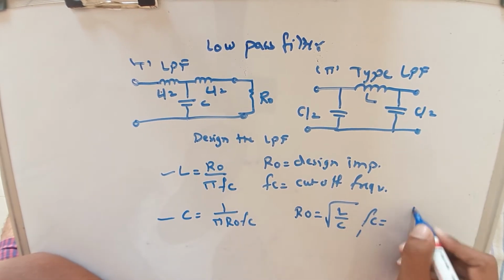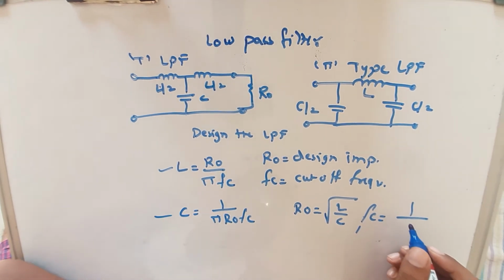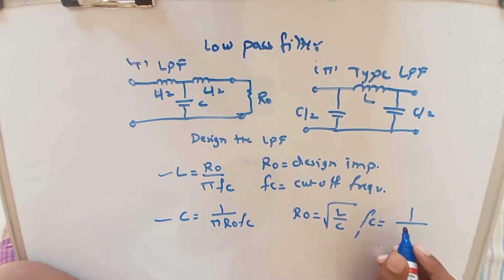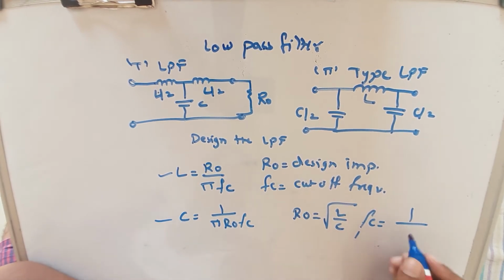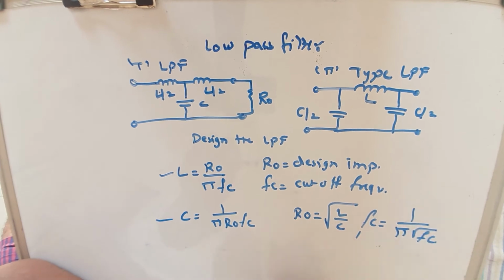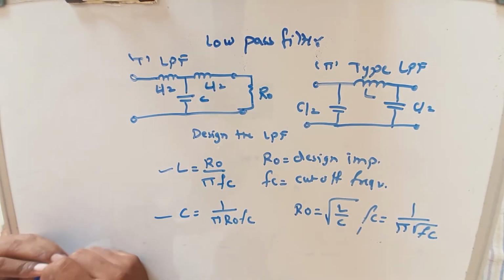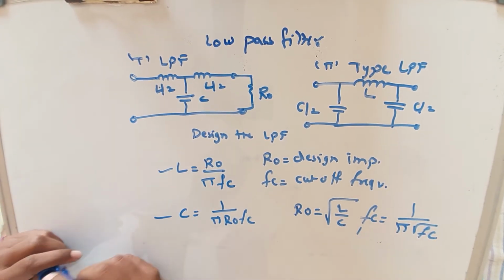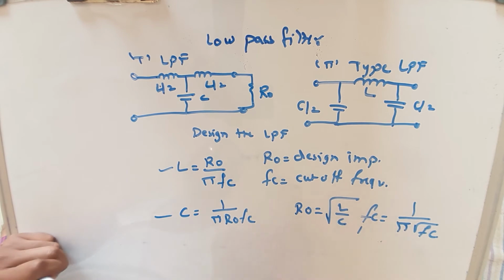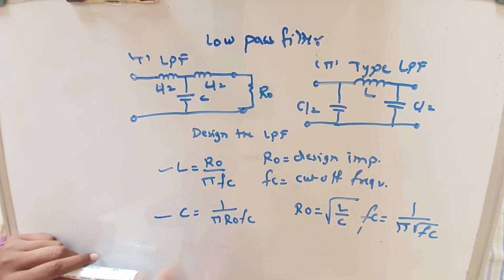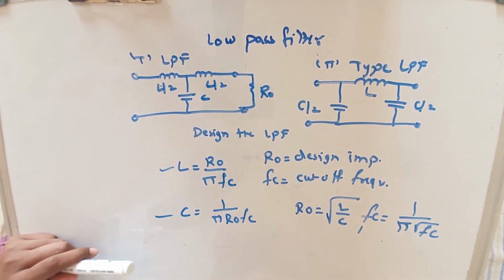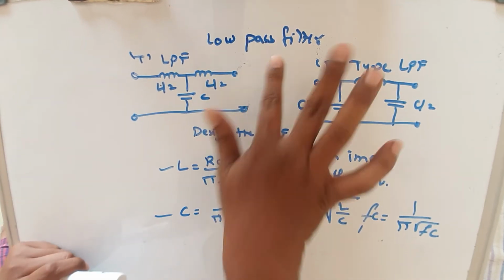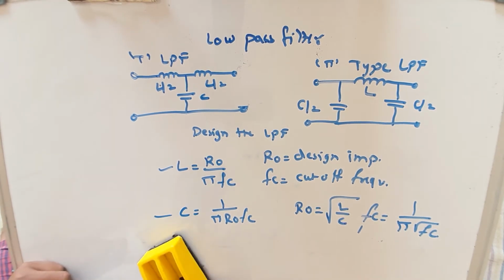and cutoff frequency equal to 1 upon pi under root of LC. These are the formulas for low pass filters. Just remember: cutoff frequency equal to 1 upon pi under root of LC, R0 equal to under root of L by C, L equal to R0 divided by pi FC, C equal to 1 upon pi R0 FC. This R0 is the design impedance. Now we will go for the problems.